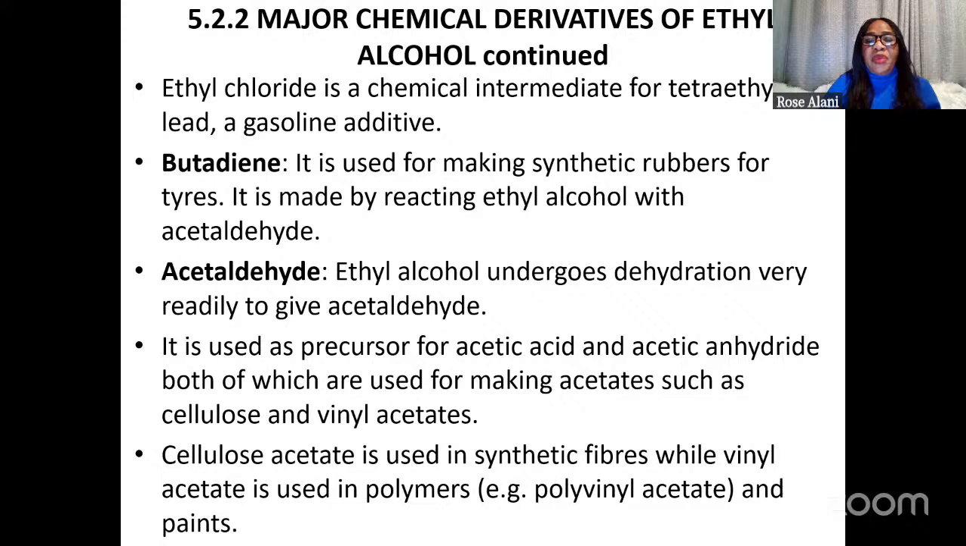Acetaldehyde is used as a precursor for acetic acid and also for acetic anhydride. Both acetic acid and acetic anhydride are used for making acetates such as cellulose acetate and vinyl acetate. Cellulose acetate is used in synthetic fibers, while vinyl acetate is used in polymers. So you have your polyvinyl acetate, and it is also used in paints.